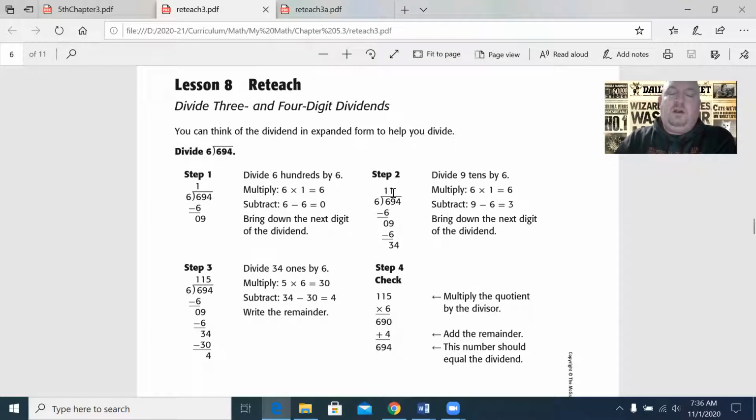So that's another 1 times 6. Anytime you multiply a number by 1, the identity property of multiplication says that it remains that number, so it's a 6. We subtract. 9 minus 6 is 3. 3 is less than 6. We bring down, we get a 4. Now we are dealing with the ones place.